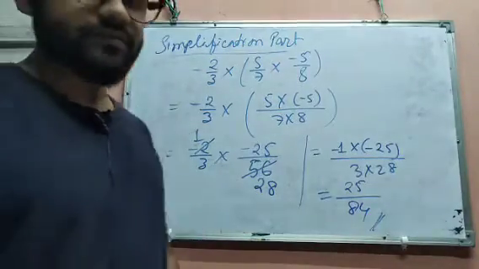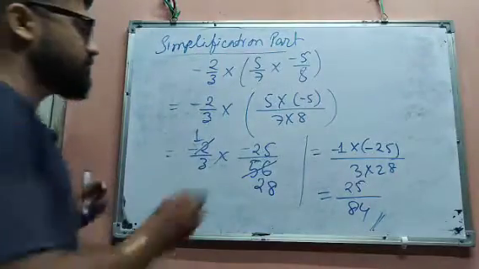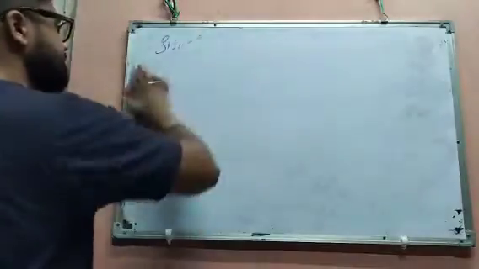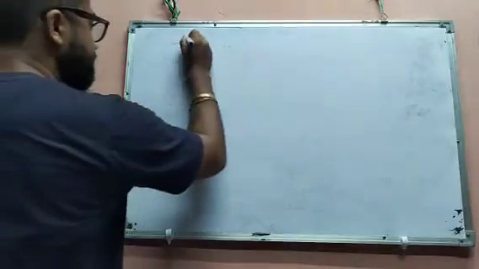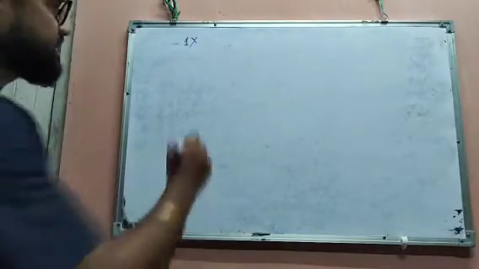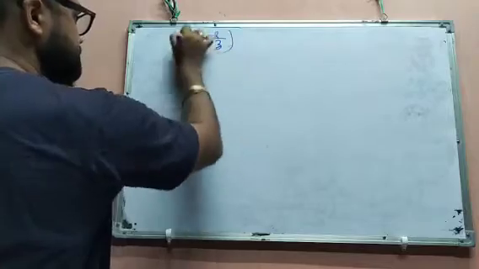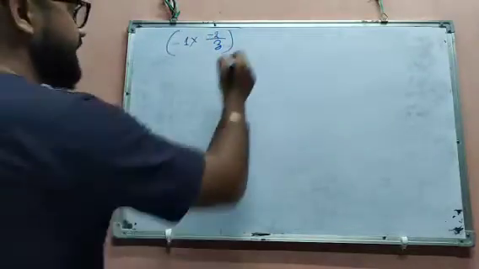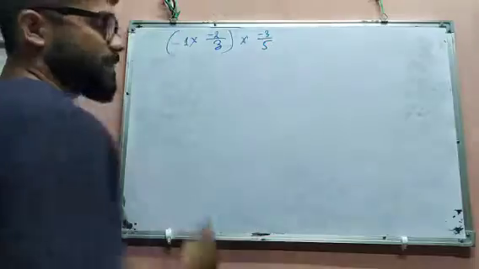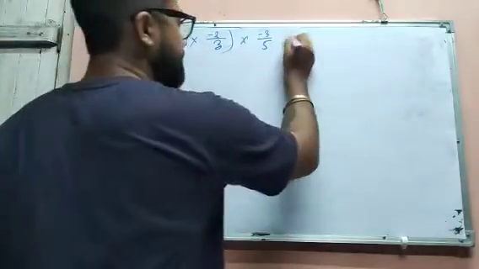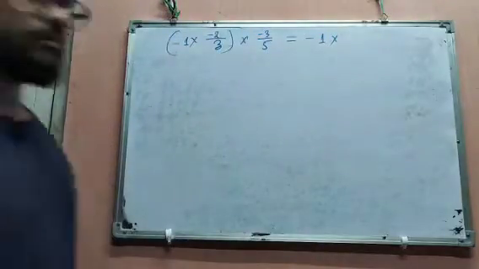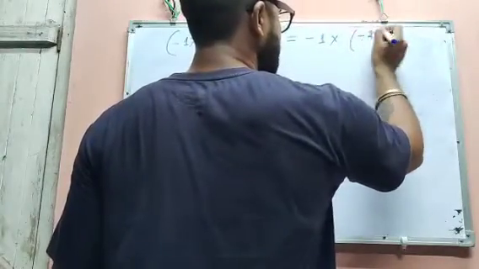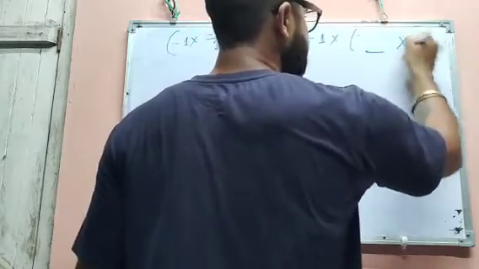Okay, so one more question we have given. Suppose you are asked to do minus 1 into minus 2 by 3 and into minus 3 by 5, and we are asked to fill in the blanks. Minus 1 into minus 2, with this space and this gap.